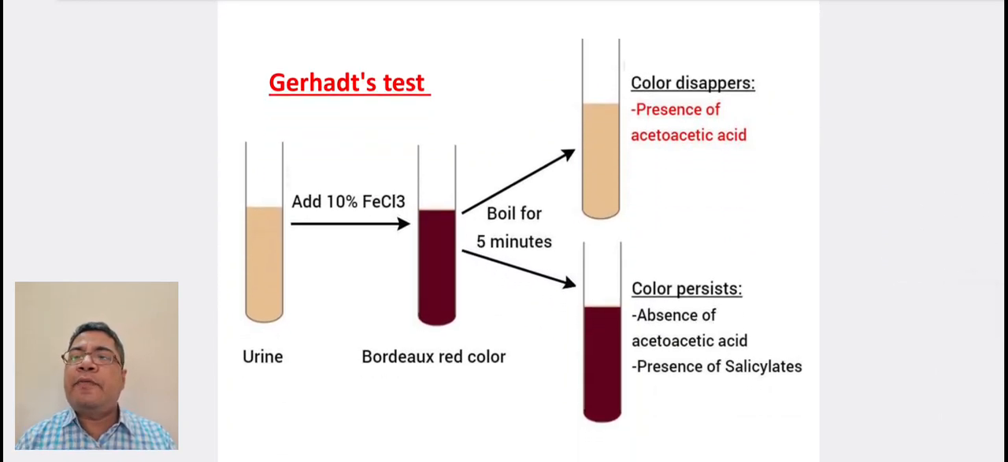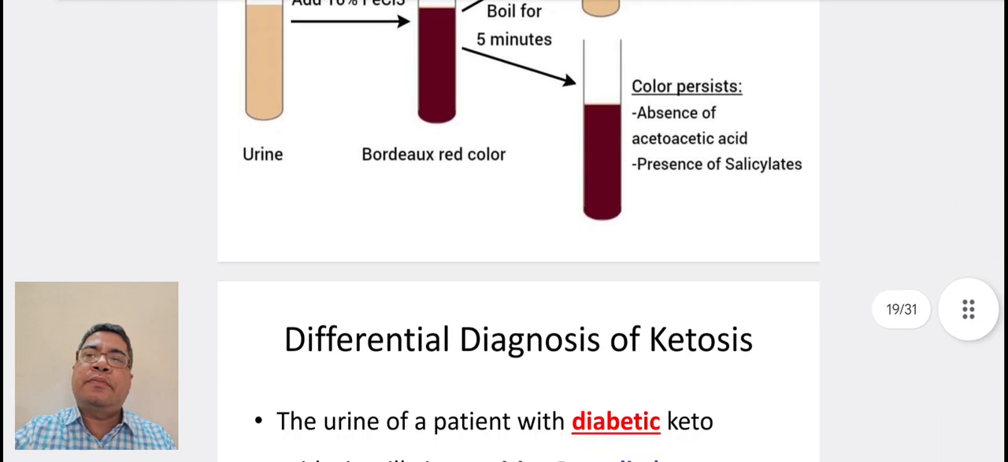In this diagram, we can see Gerhard's test. To the urine, add 10% ferric chloride. A Bordeaux red color develops. If the color persists, there is absence of acetoacetic acid and presence of salicylates. On the other hand, if the color disappears on heating, acetoacetic acid is present.